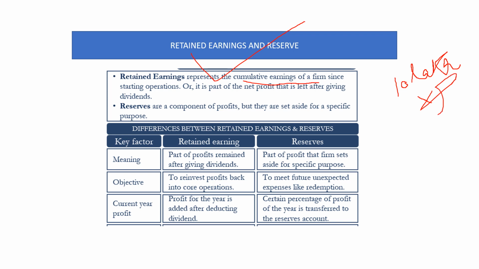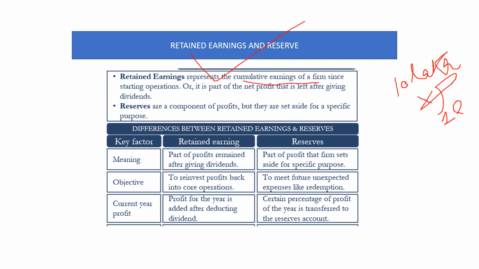Okay, minus the dividends. Now say dividends paid is 20 lakhs total. Okay, so then 10 lakh into 10 is 100 lakhs. 100 lakh minus 20 lakhs, that will be 80 lakhs, which will be your retained earnings.